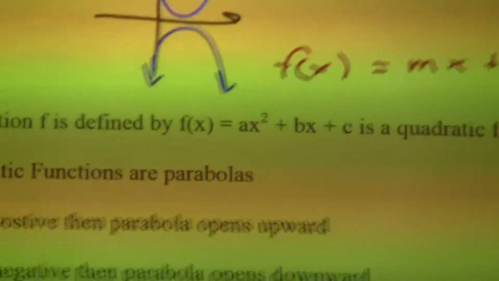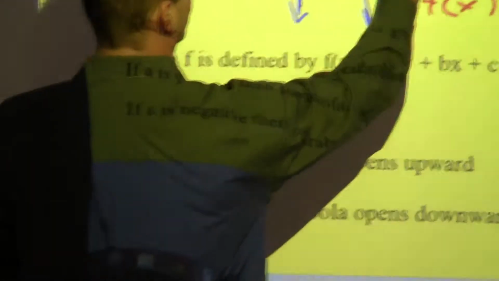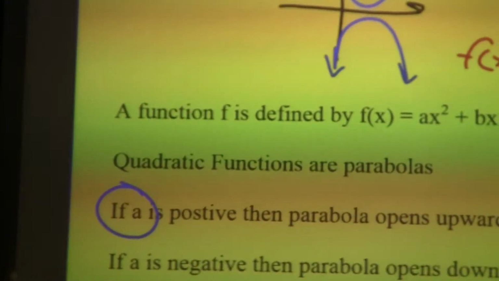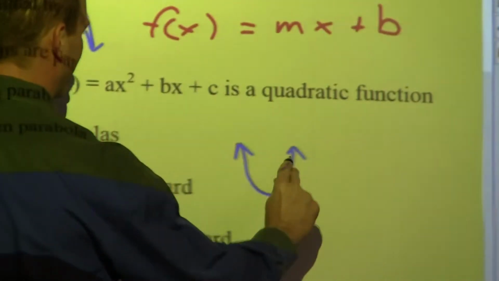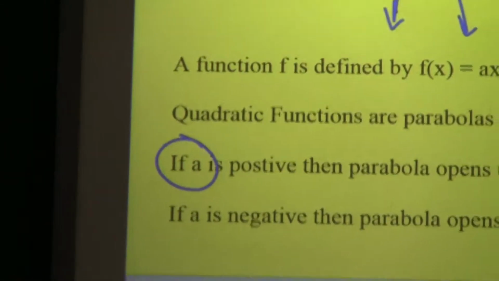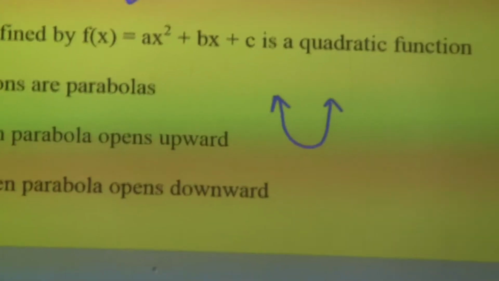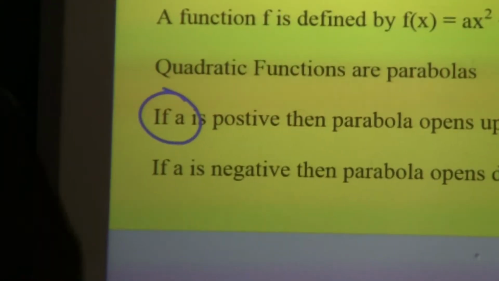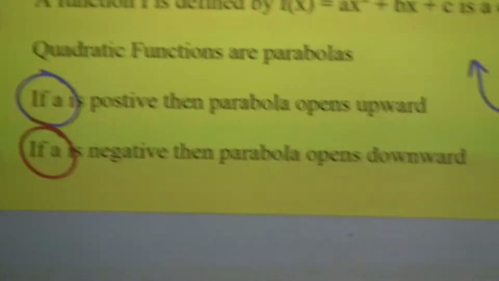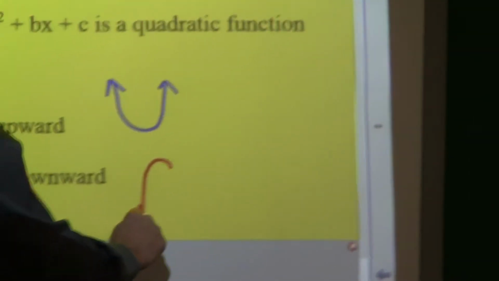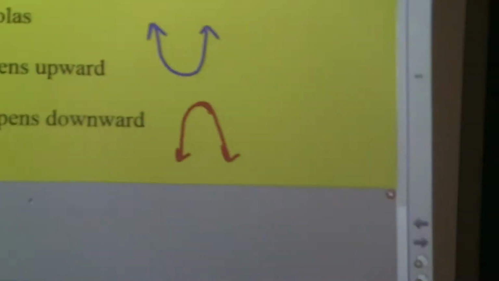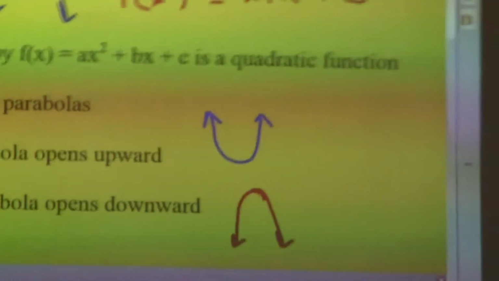Important: if a is positive, then this parabola will open upward, or look like that. That is a parabola opening upward. If a is negative, then your parabola will open downward. Does everyone see? That's a rule we have to follow.